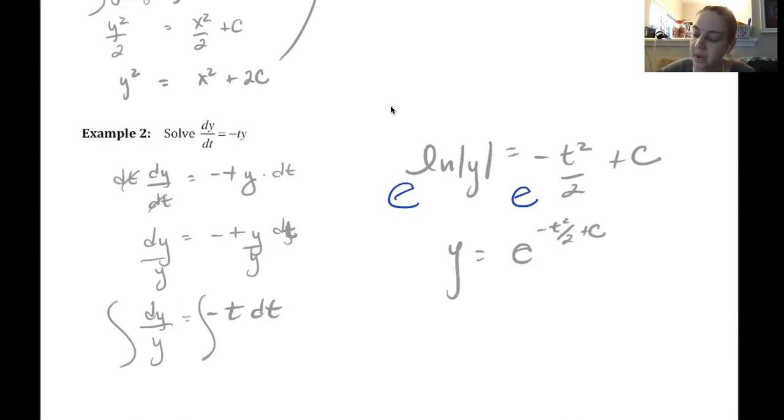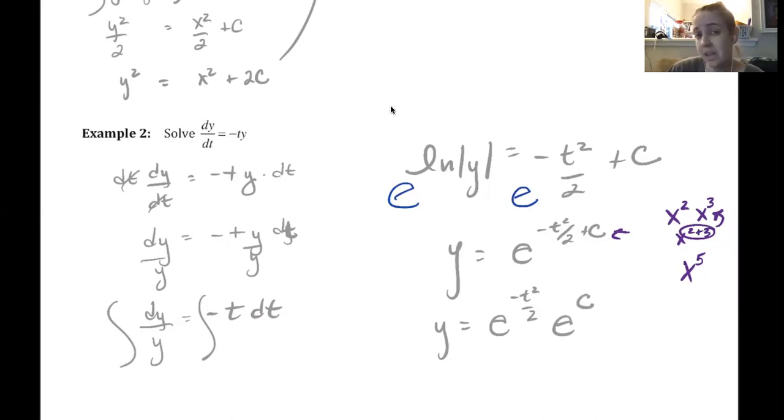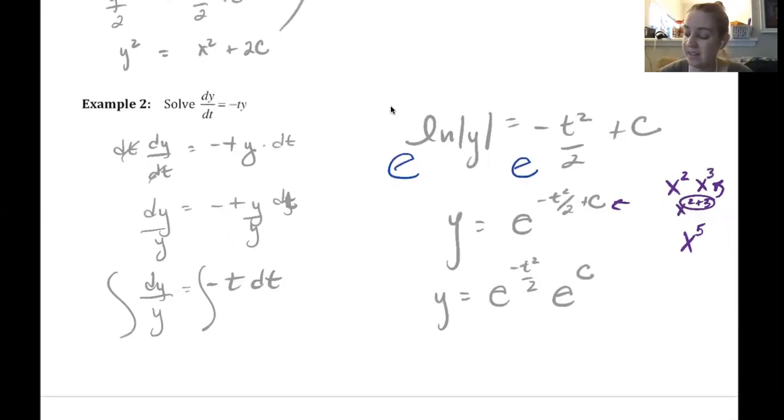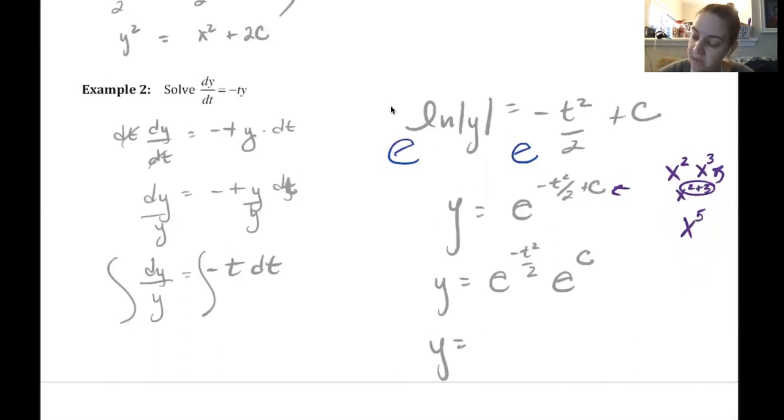Yes, this is good, but we can take it one step further. Think back a little bit. If you had x squared and x cubed next to each other, that would become x to the 5th, right? Because it's really x to the 2 plus 3. Well, this is what we have right here. So we're going to take it back and break that e apart into two e's. So y equals e to the negative t squared over 2 times e to the c. But e raised to any constant is still just a constant. So y is equal to c e to the negative t squared over 2.